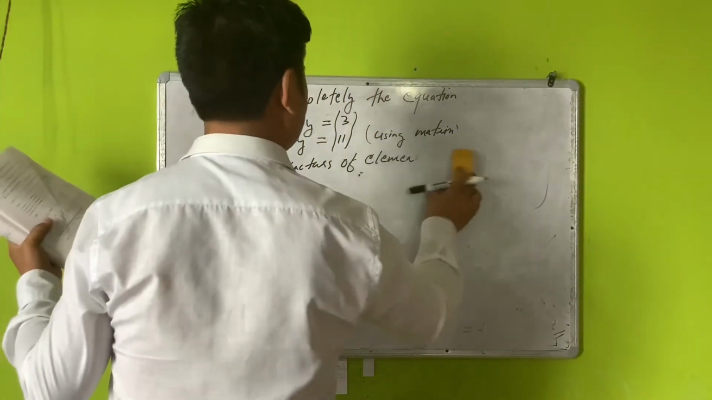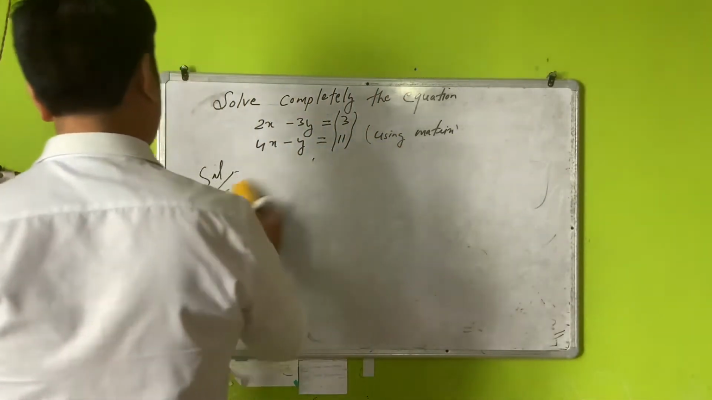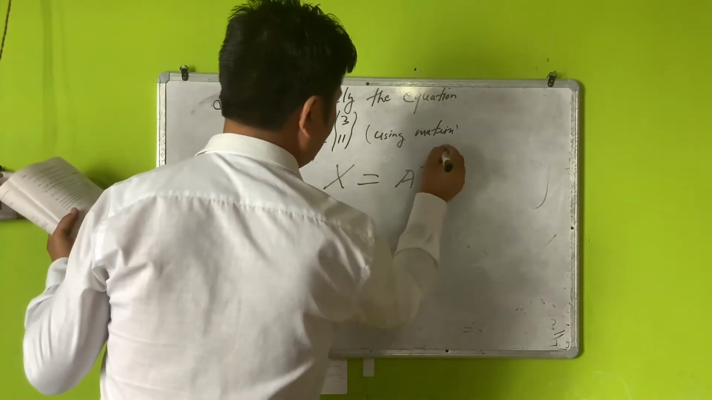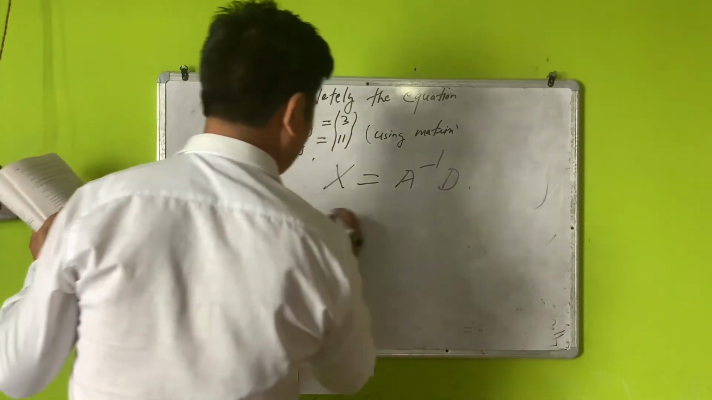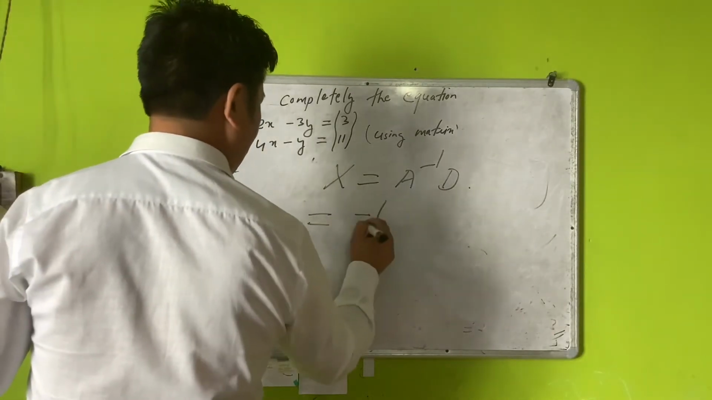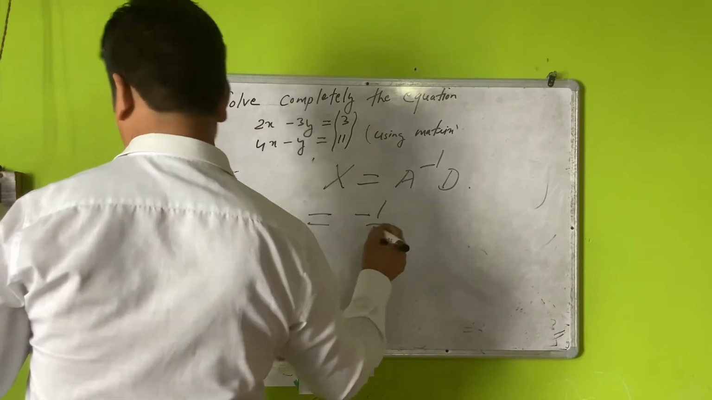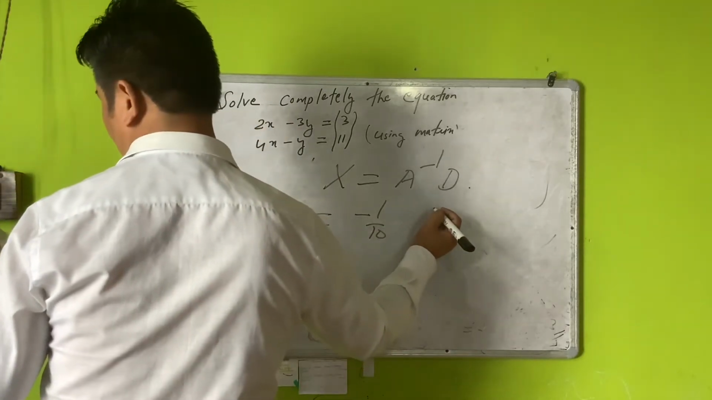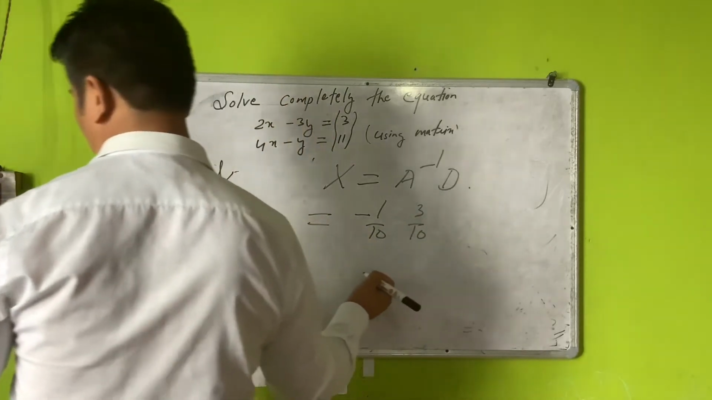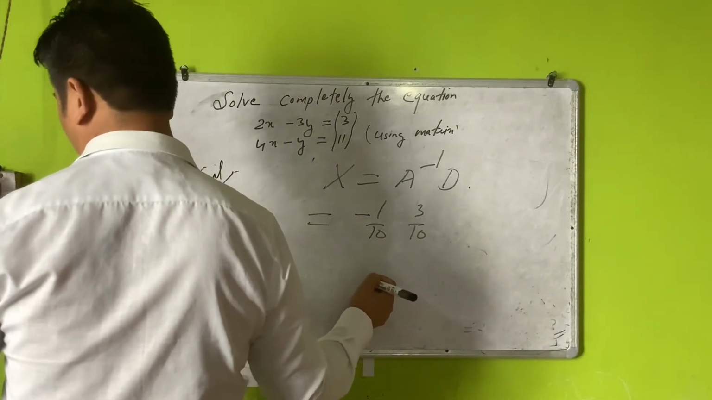Now you can easily find X. X is equal to A inverse D, right? So you know A inverse is equal to -1 by 10, 3 by 10, right? Then what?